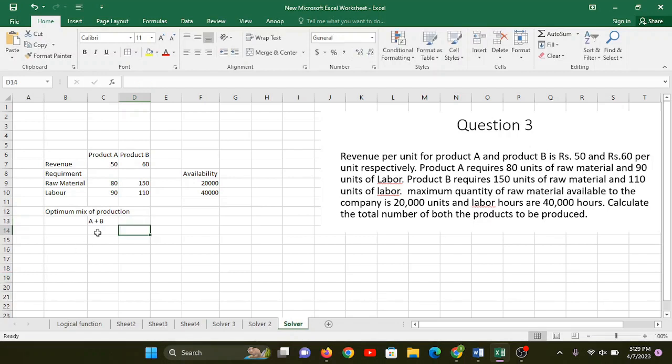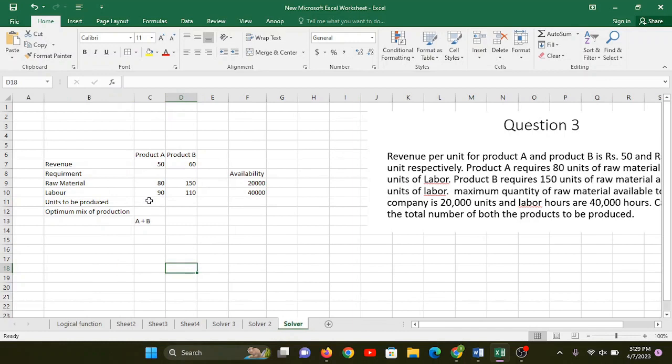Okay, so in this case, let's start with it. So first of all, we need to understand how many units to be produced. Units to be produced for A and then for B. So let's say we start with something called as 0. Okay, 0 0 I'm putting in. So this is my first starting point where we have to take an assumption that I'm going to produce 0 units of A and 0 units of B. Let's go and see what will be my consumption requirements.